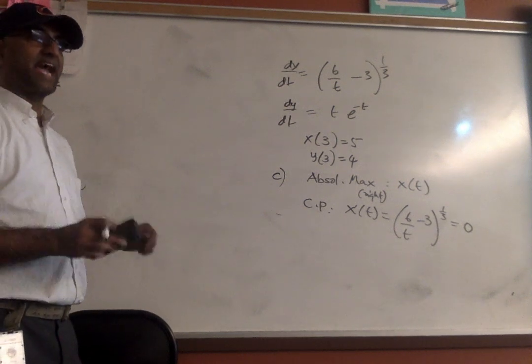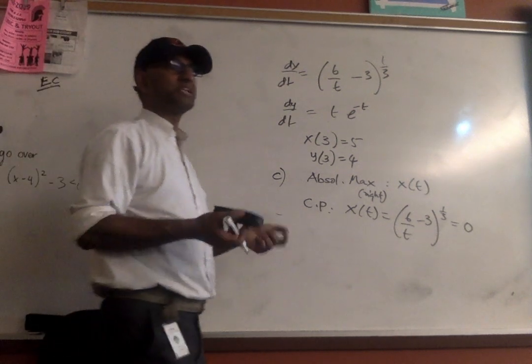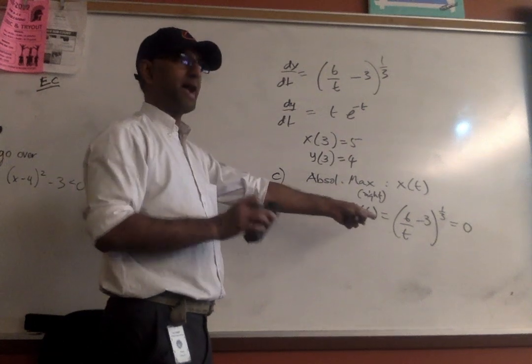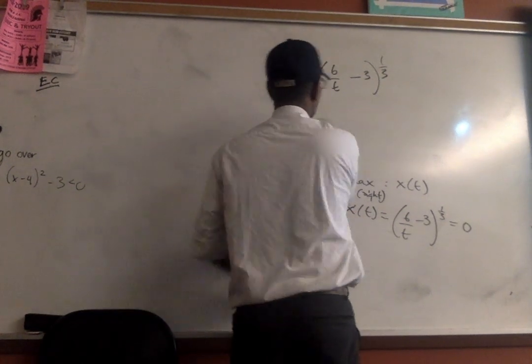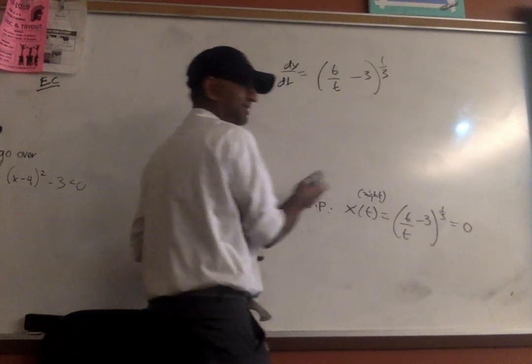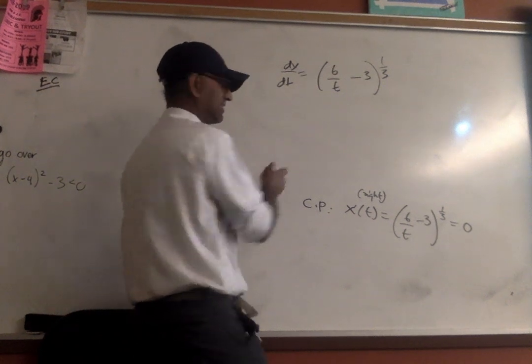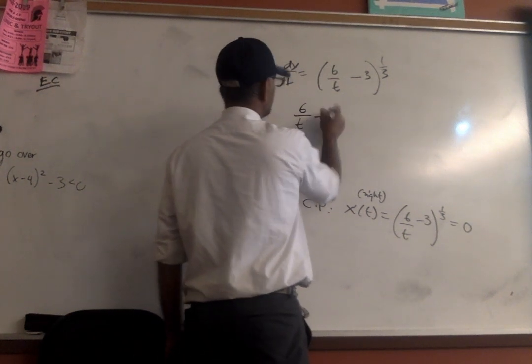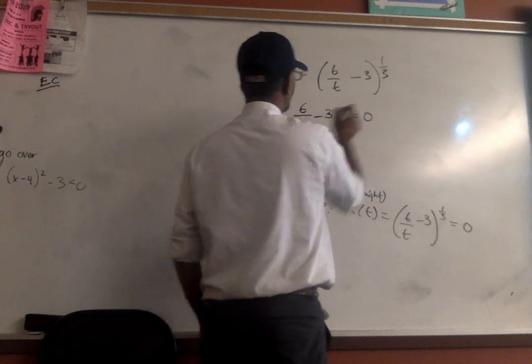Okay, this is a calculator problem. But guys, a calculator is not the solution to all your problems. We can totally do this by hand. It's a simple equation. Do I need the 1/3? Can I just cube both sides and get rid of it? So 6 over (t minus 3) equal to 0.